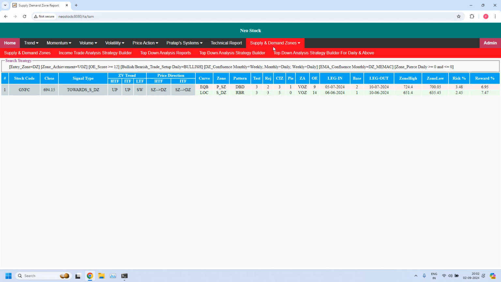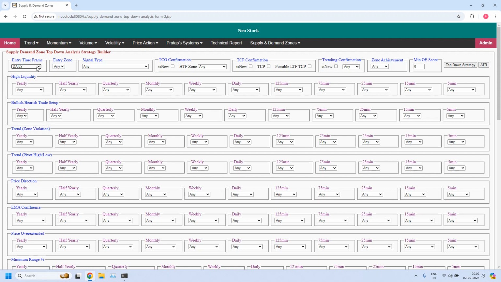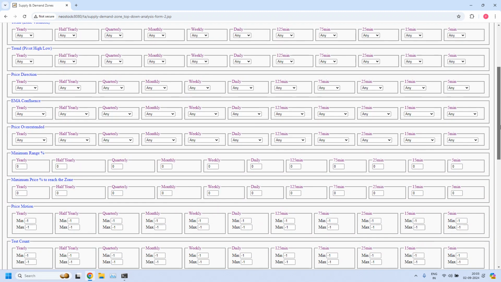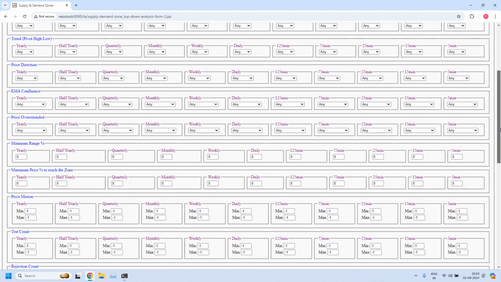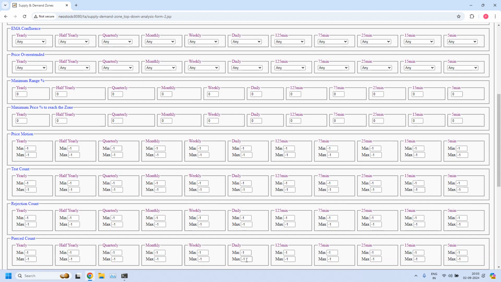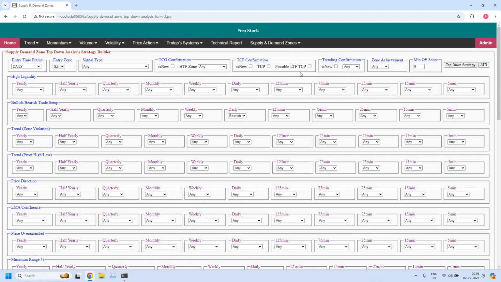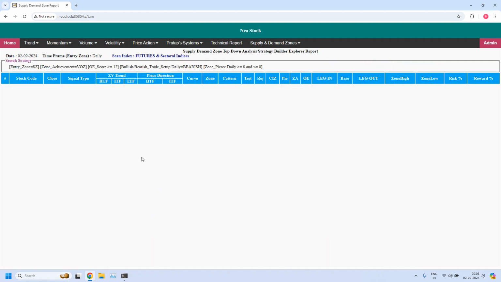Okay, next let us look into the supply zones. That is bearish trade setup for monthly income trade. Entry time frame is daily, entry zone is supply zone. In bullish or bearish trade setup at daily time frame, I am selecting bearish, and then pierced count in daily time frame should be minimum value 0, maximum 0, which indicates the zone is not pierced. And zone achievement should be violated opposing zone, minimum odd enhanced score is 12. All the 3 filters are applied to daily supply zone. Currently no stocks are supporting bearish trade setup for monthly income trade.